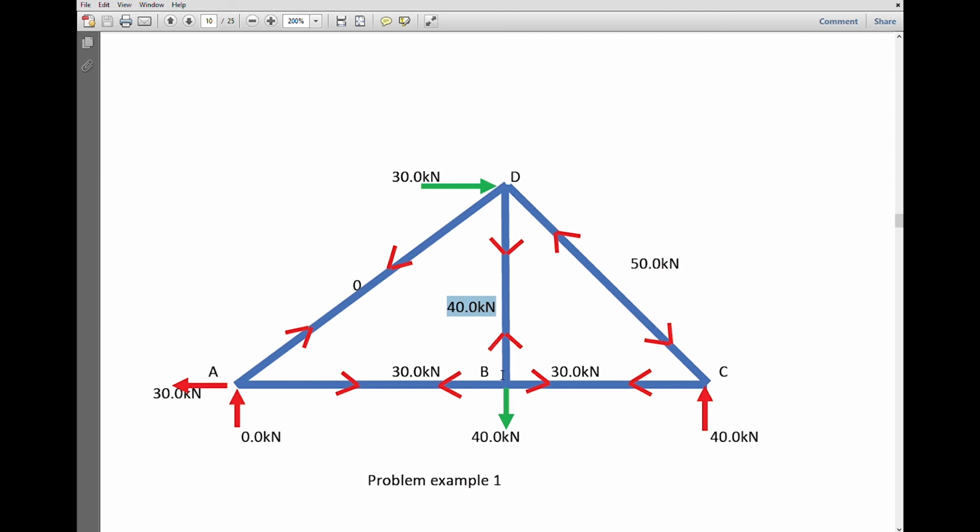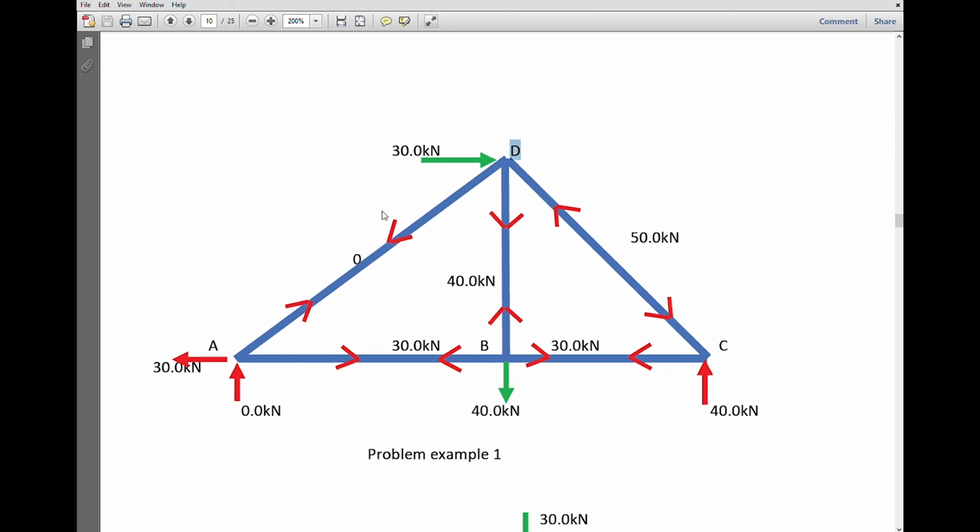So it is acting away from joint B. Ito naman, acting away from joint D. So, ganun natin tinitignan yung direction niya para malaman natin kung that is under compression or under tension, yung ating mga member force. So, mahalaga na alam natin yun, guys. Pinaliwanag ko na yun sa introduction natin ng analysis of statically determinate truss. Okay, so that's all for this first example.